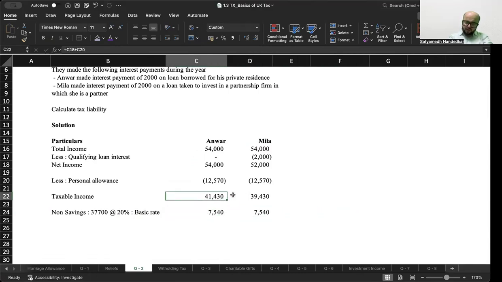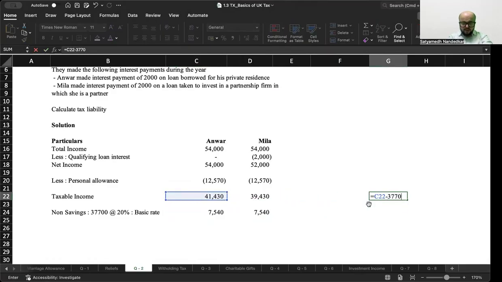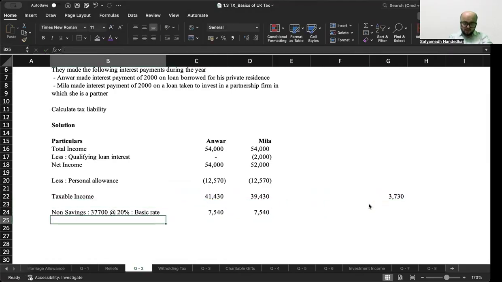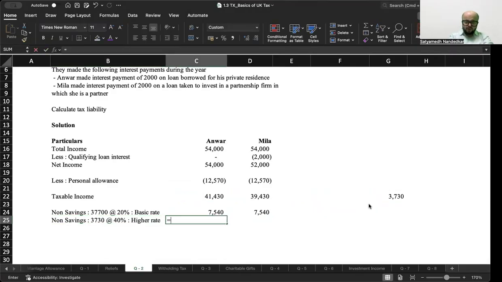Okay, total income is 41,430. 37,700 has been taxed in the basic rate band. Okay, how much is the amount of income not yet taxed? 41,430 minus 37,700, 3,730. Okay, so non-savings 3,730 at the rate of 40%. This is higher rate. Okay, so pay attention, 41,430 minus 37,700 into 40%.